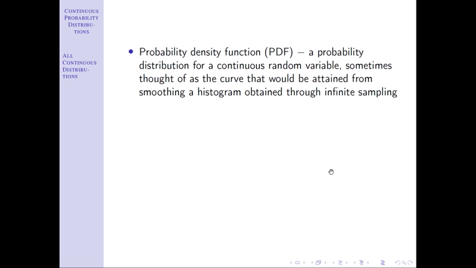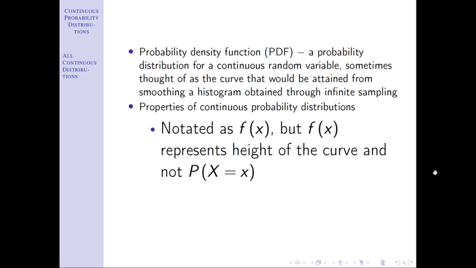So some properties. First off, a probability distribution for a continuous random variable is f of x, just like in discrete, but f of x represents the height of the curve and not a probability. This is one of the key differences that we need to make sure we understand between discrete and continuous variables: both of them have probability distributions and we label them as f of x, but in a continuous case, f of x just tells me the height of the curve.